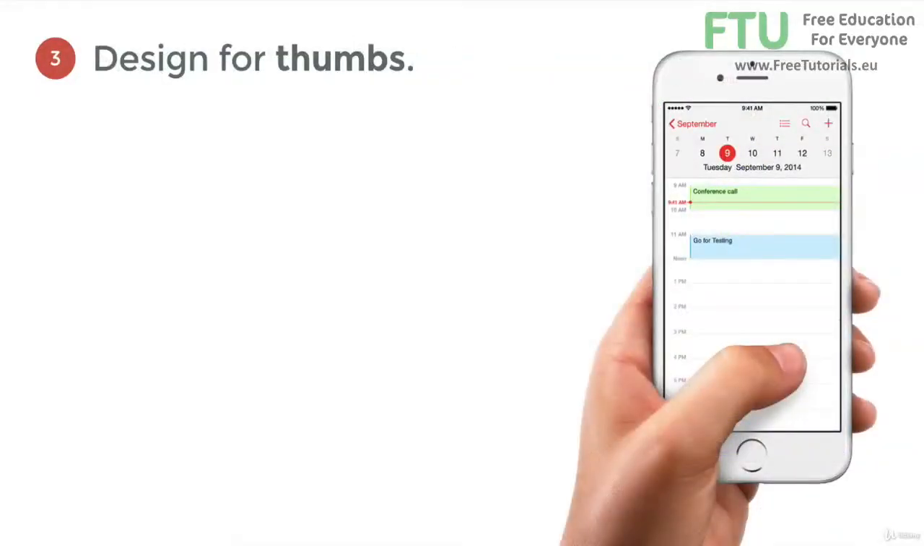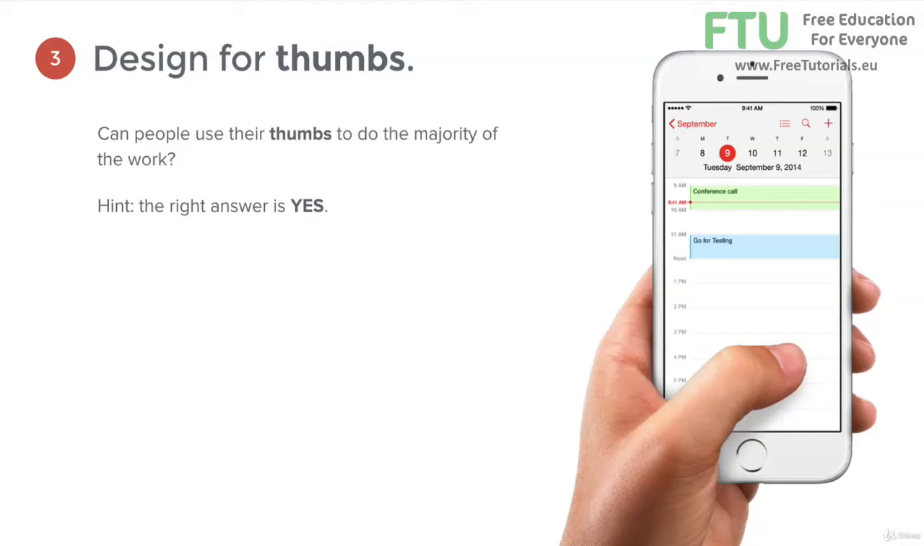Number 3, you have to design for thumbs, not fingers, which a lot of designers do. You have to design for thumbs, all right? Can people use their thumbs to do the majority of the work? The right answer to that question is yes. It's always yes. It should always be yes.